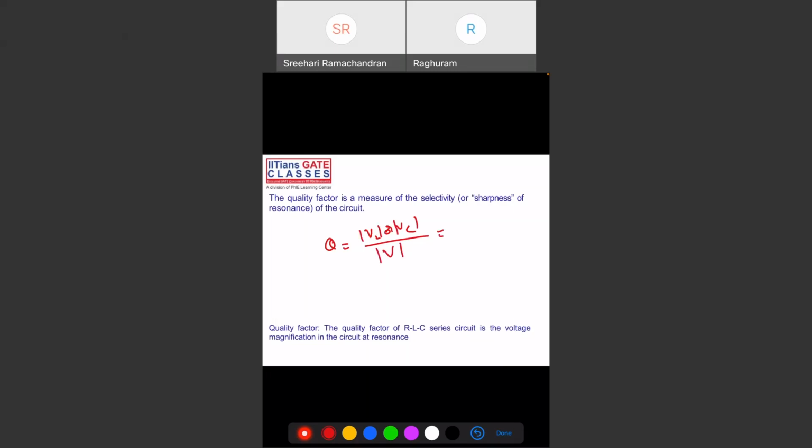What is Q? Q is nothing but the voltage magnification in the circuit. What does Q show? Q is a measure of selectivity. What happens is there will be a bandwidth.